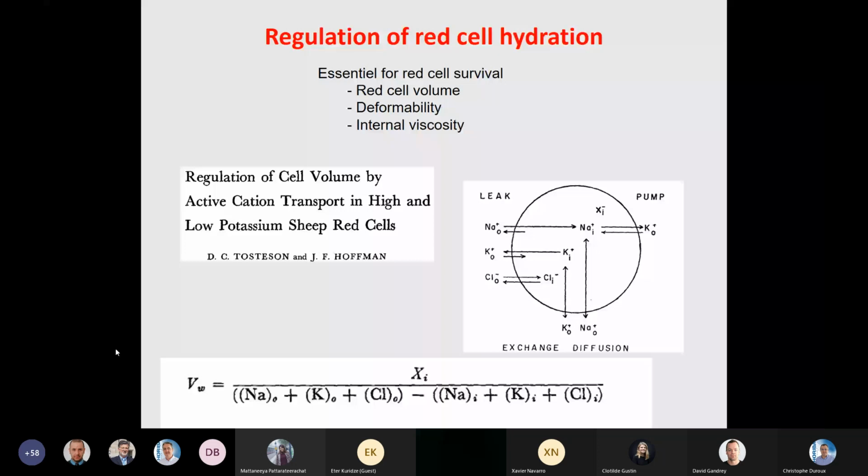And if you, for example, have a massive entry of sodium inside the red cells, and you cannot have a compensation by the pump, so you will have an increased cationic content inside the red cells, so the water will get in, and you will have a red cell hyperhydration, and this is what you get in stomatocytosis with overhydrated cells.